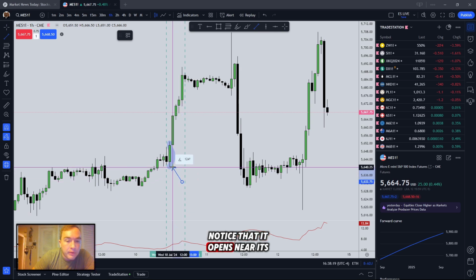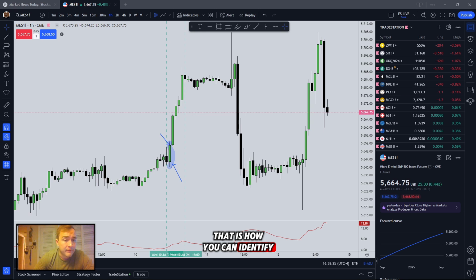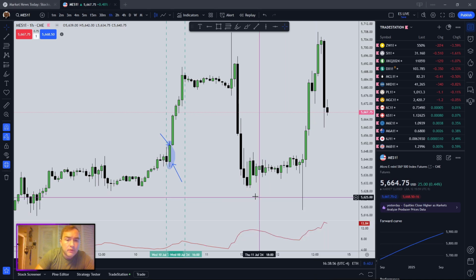Notice that it opens near its low and it closes near its high. That is how you can identify a trend candle. For an upward trending candle, or uptrend candle, it should be at least 1.5 to 2 times or even more, at least 1.5 ATR. What does that mean? Whatever time frame you're looking at, you want to notice the average true range for that time, and the range of that candle should be at least 1.5 times that.